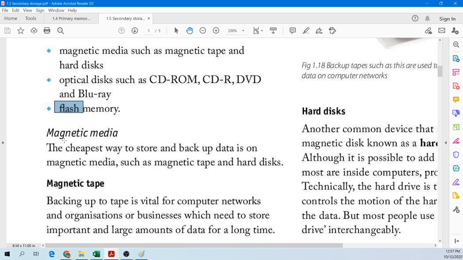So an advantage of magnetic media is that it's cheap. So businesses, organizations, they can use it to back up data. Because it's cheap, they can use it a lot to back up data. So that's why they make use of magnetic media to store and back up data. Anybody has an idea what we mean by backup data?